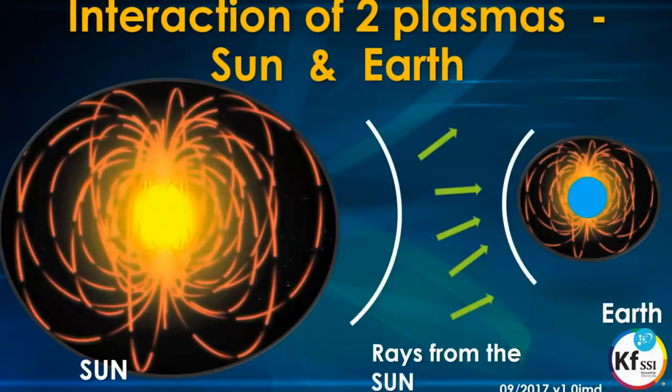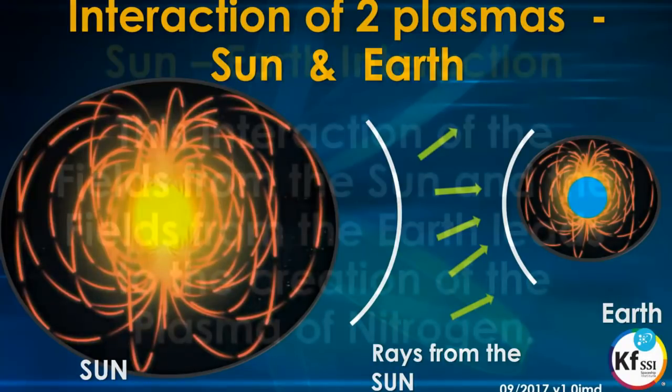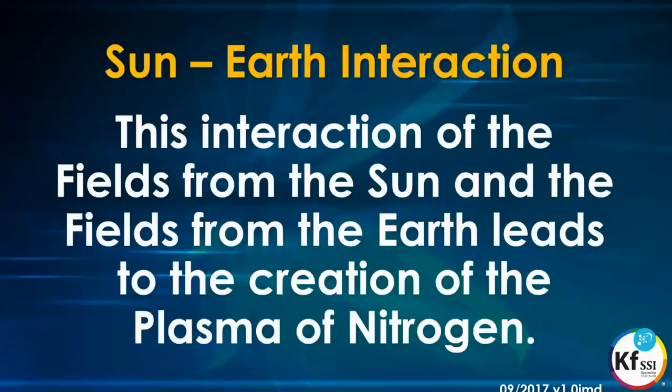And we learned about the magnetic rays coming from the sun. And so these are the fields that are coming and interacting with Earth's magnetic gravitational fields. So when we look at the Sun-Earth interaction, it's the fields from the sun and the fields from the earth. And this interaction leads to the creation of nitrogen.